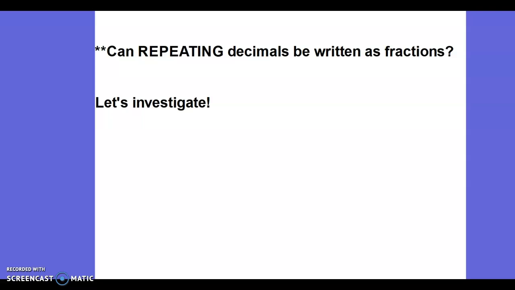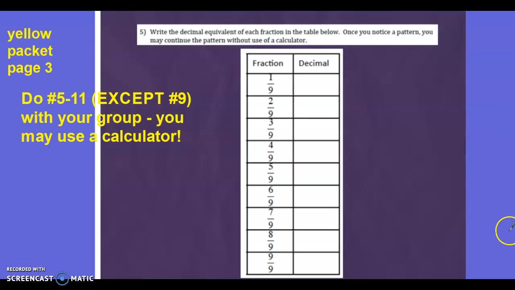So we just looked at changing a terminating decimal into a fraction. Again, we just think about how we read it. We can use our calculator. But we have a bit of a problem with repeating decimals. They don't as easily change into fractions. And so we're going to look at some patterns so I can give you some tips and some tricks on how you can change any repeating decimal into a fraction. So let's get started investigating.